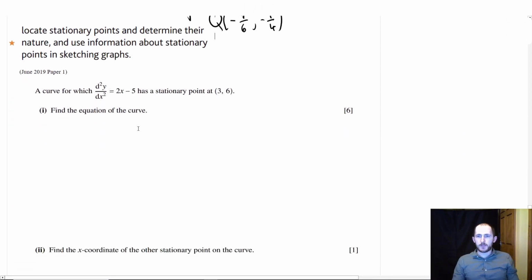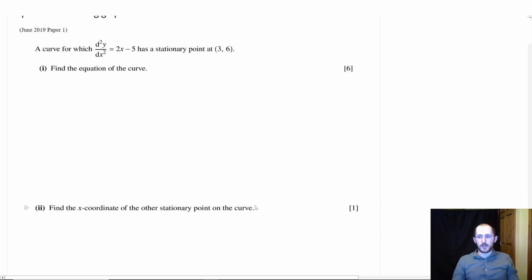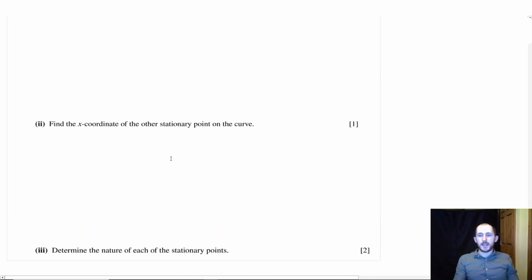So, for the next question, we need to be able to locate stationary points, determine their nature, and use information about stationary points in sketching graphs. So this first part we're actually not going to do because this is integration. Okay, but I needed it to kind of demonstrate the question here. So, stationary points. What are stationary points? Okay. Stationary points are anything where the gradient equals 0.